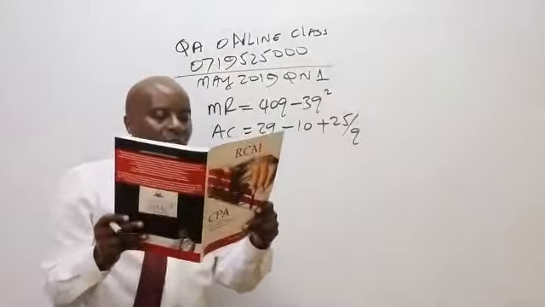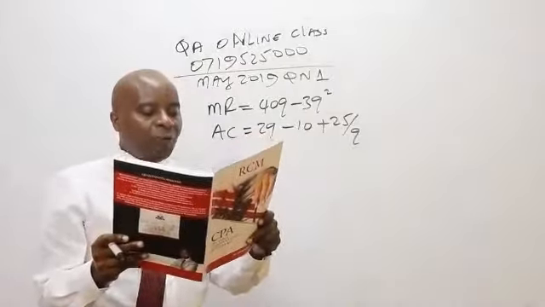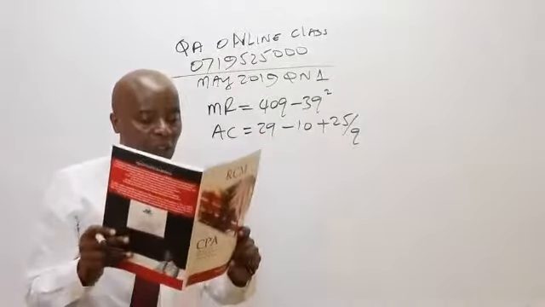So what do they want us to give them at the end of the day, ladies and gentlemen? They want us, number one, to give them the profit function, and then number two, the maximum profit. So how do we get profit? Remember that profit, which is normally designated as pi, will always be equal to total revenue minus total cost.